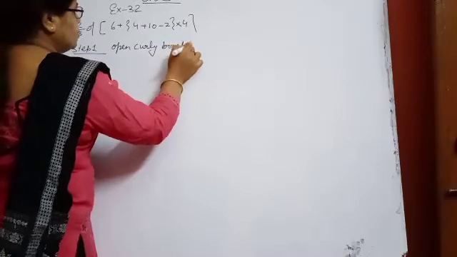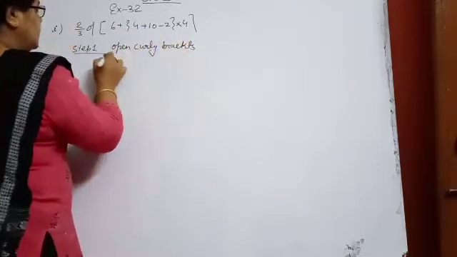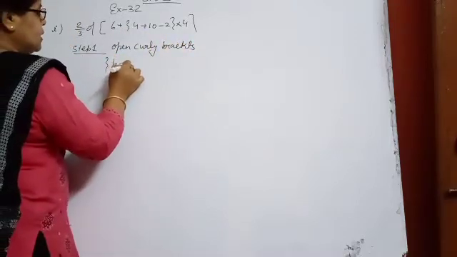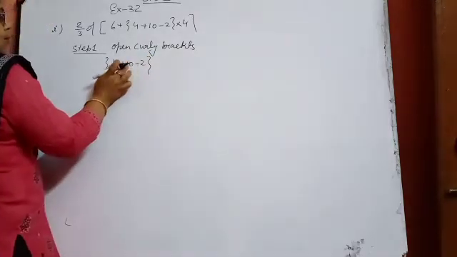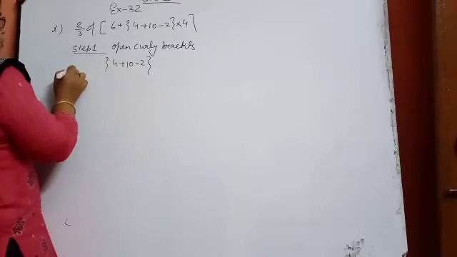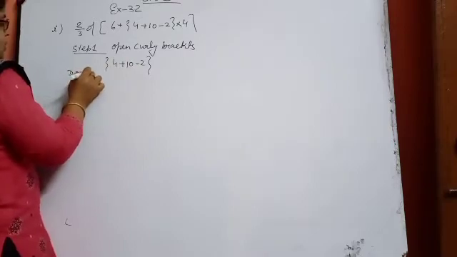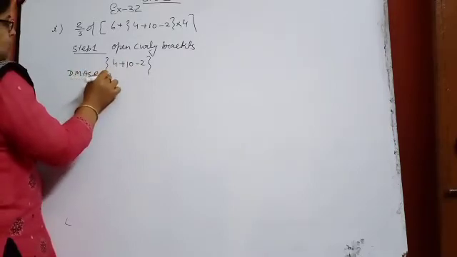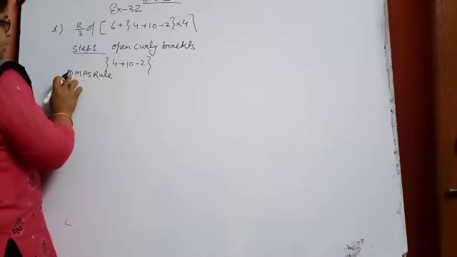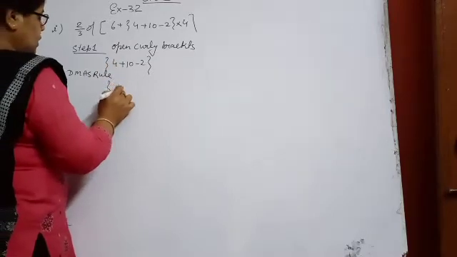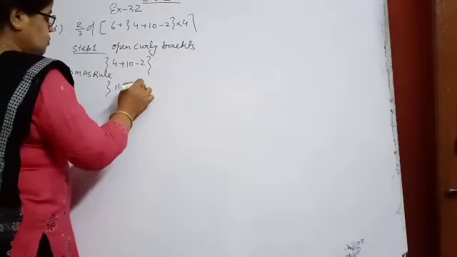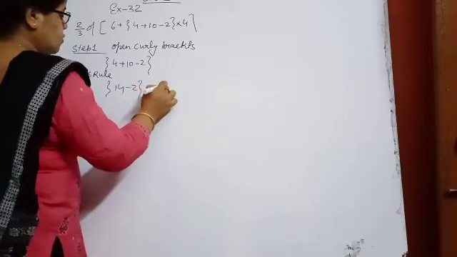Okay, now see that where curly brackets are there, write that part only: 4 plus 10 minus 2. But here inside of the curly bracket more than 2 signs are there. So what will you do? DMAS rule first. D means divide is not there. M multiply is also not there. First add them. So 10 plus 4 is 14, and minus 2. 14 minus 2 will be 12.